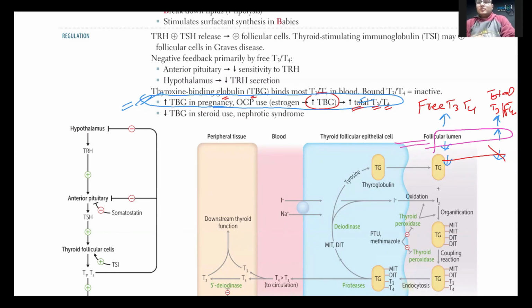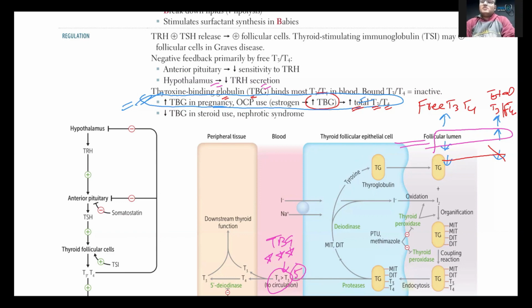First, make a concept in your mind. When there is increased thyroxine binding globulin, there will be more capturing of T3, T4. Let's suppose these are the molecules of the TBGs here. So they will capture T3, T4. Now let's suppose there were 5 molecules of T3, T4.